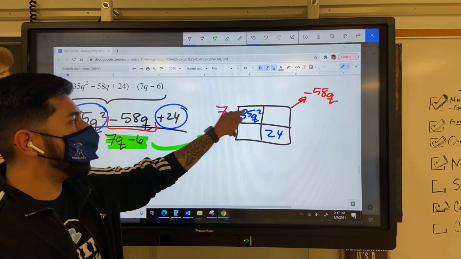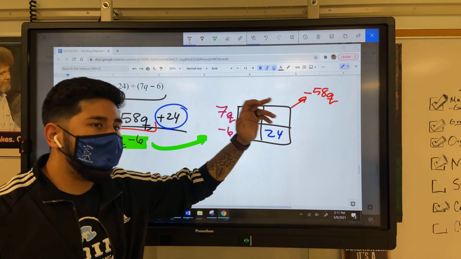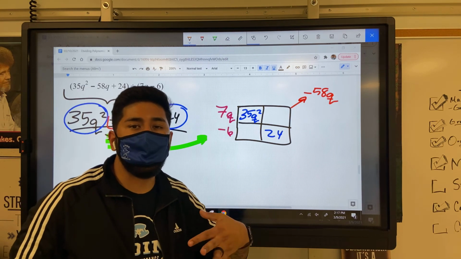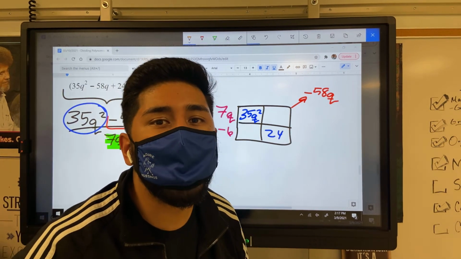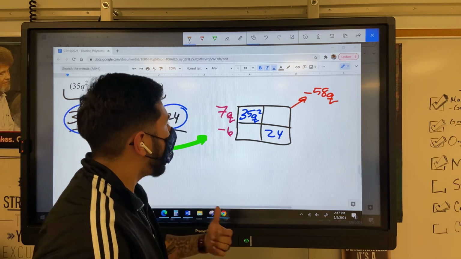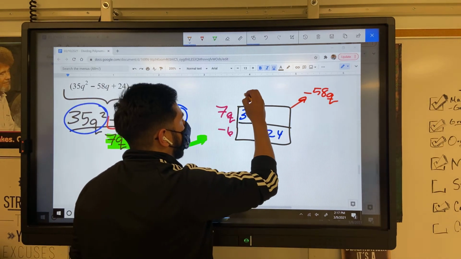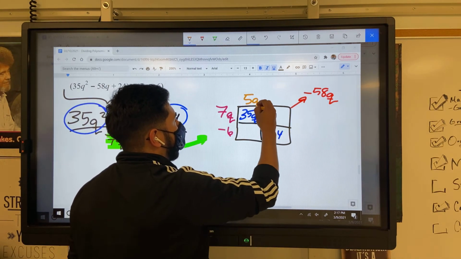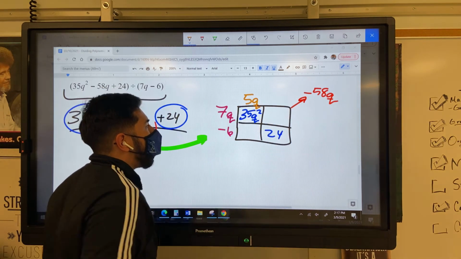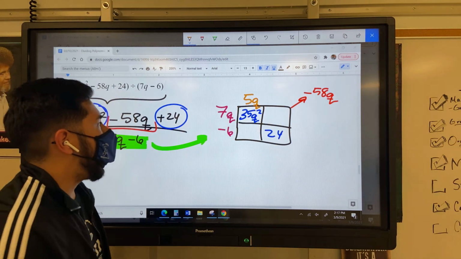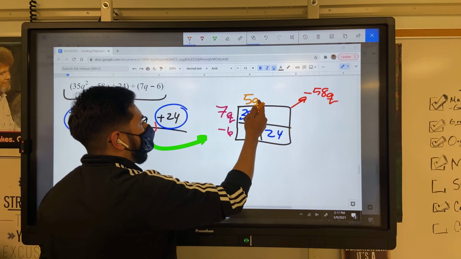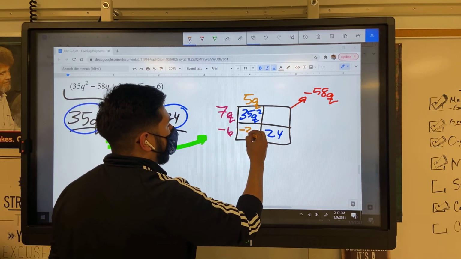Something times 7 gives me 35. You can always divide those, like I said before, but you should know your times tables. What times 7 gives me 35? Hopefully you know. It's 5. Don't forget the q, because q times q gives me q squared. After that, do the next one. 5q times negative 6 is negative 30q.